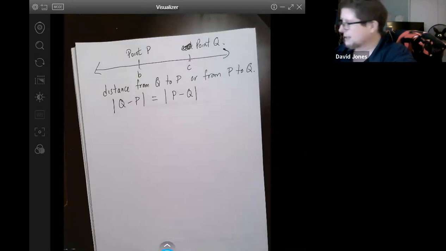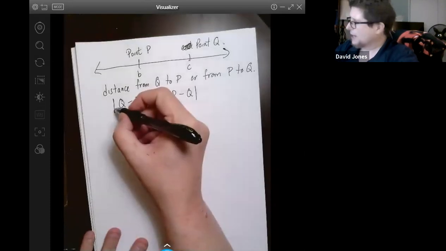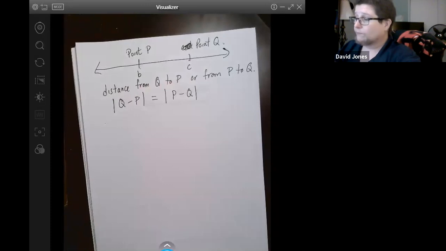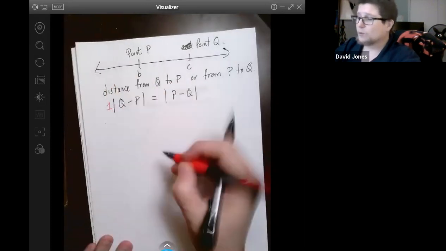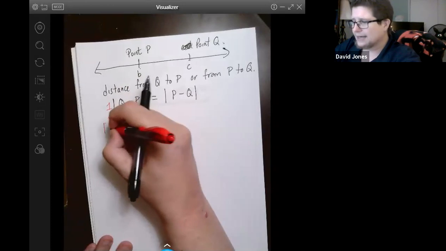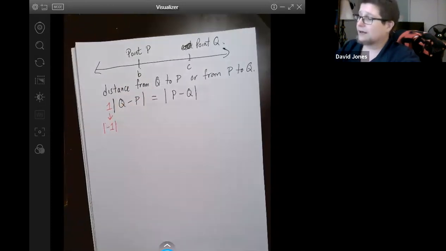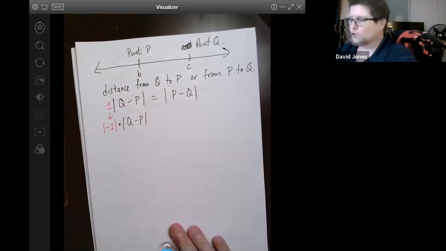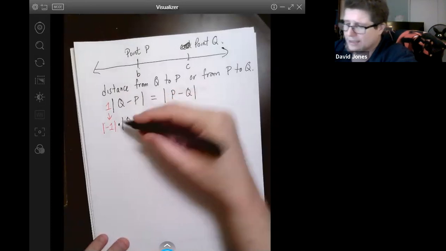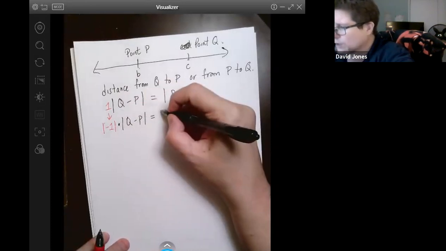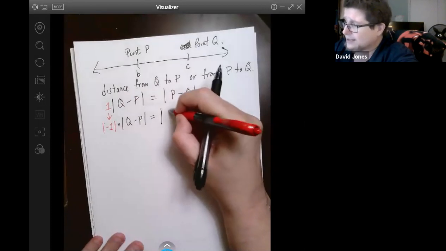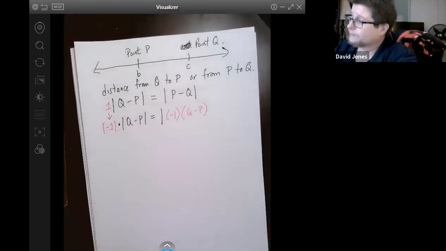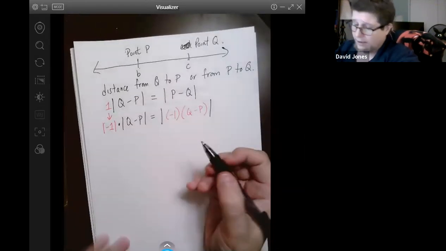The reason why is, like, let's take this side. If I multiply it by 1, this is like having a 1 in front. Invisible 1. I can write that invisible 1 as the absolute value of -1. This is just cool math jargon stuff. And when we had two absolute values together, we can multiply them together, multiply the things inside together. So -1 times Q minus P. We'll distribute.